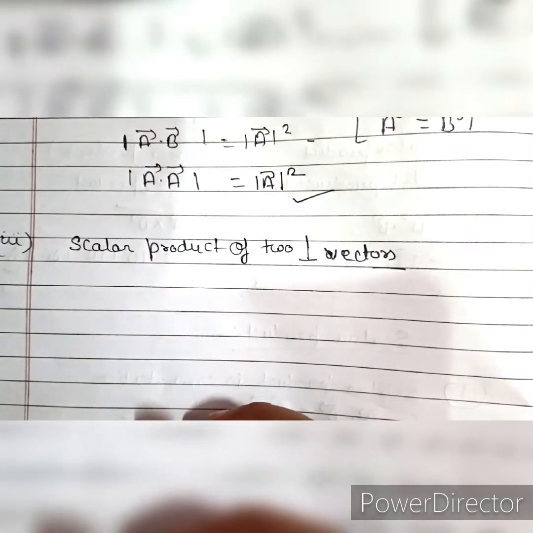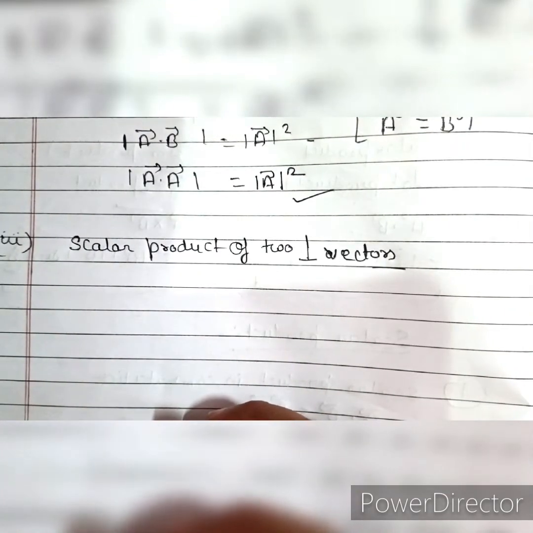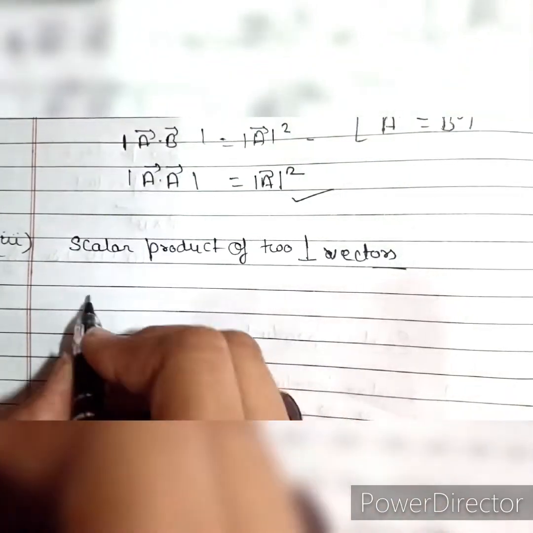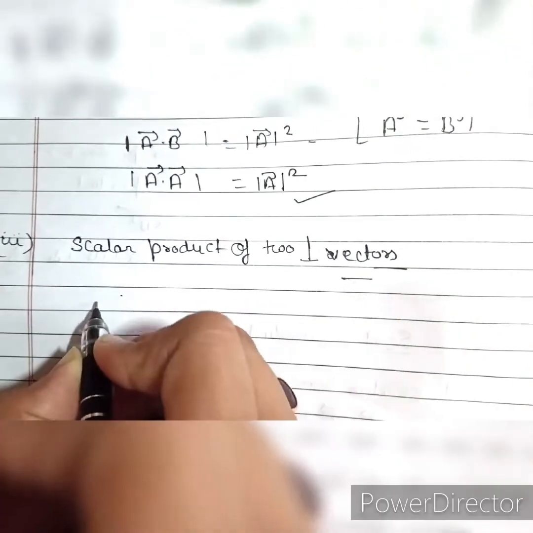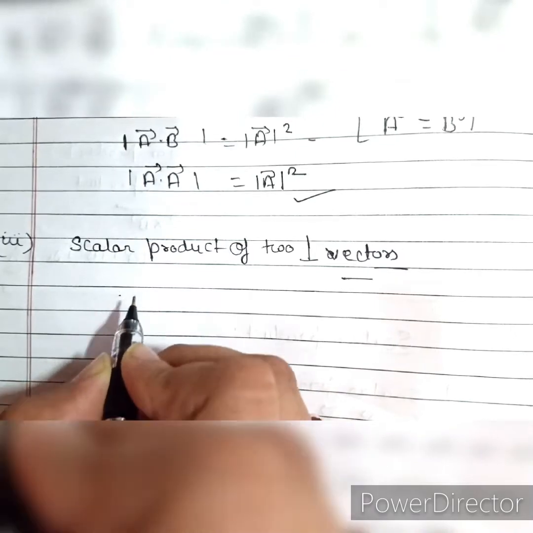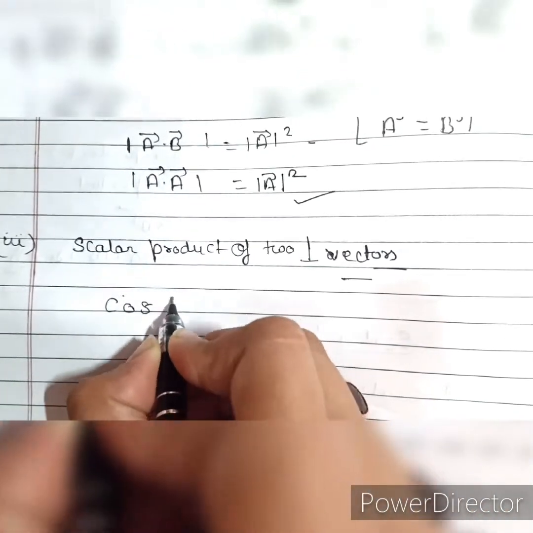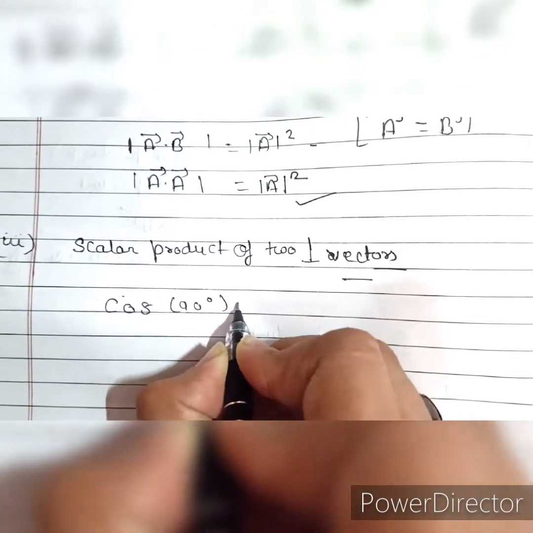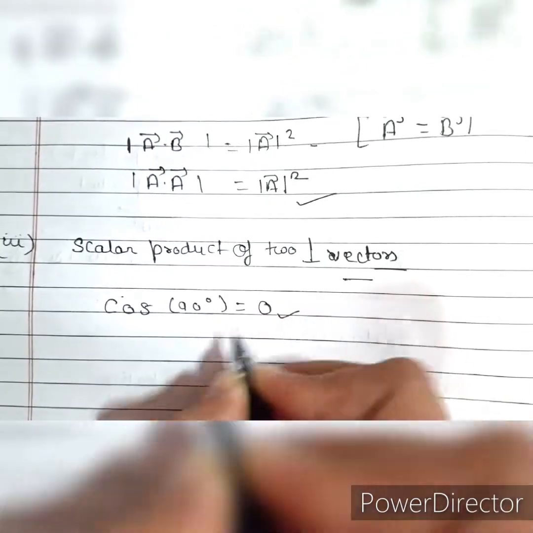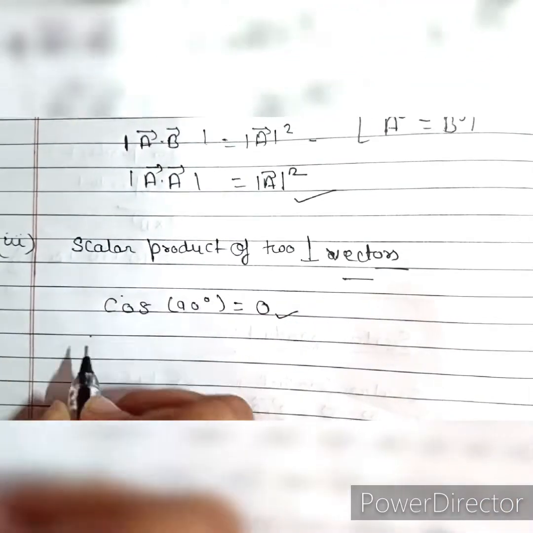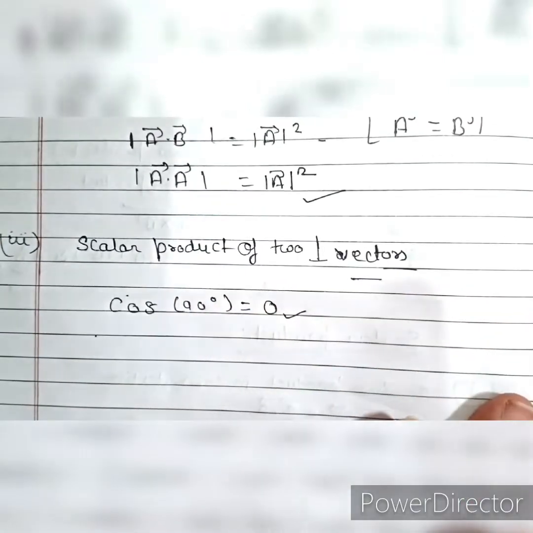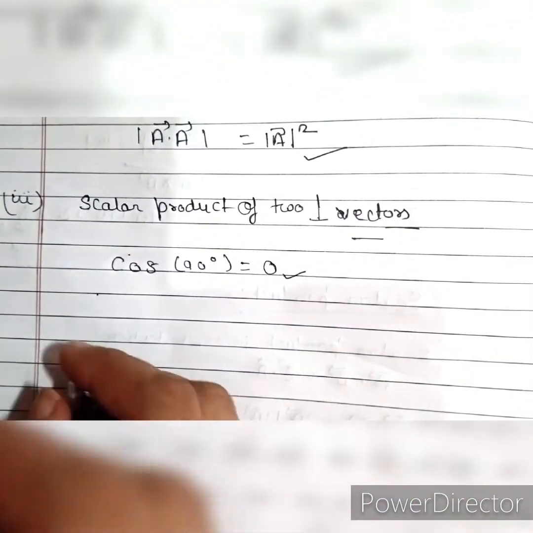Now the third property is the scalar product of two perpendicular vectors. If we do the scalar product of two vectors which are perpendicular to each other, the angle between them is 90 degrees, and we know that cos 90 is 0. So the scalar product of two perpendicular vectors is 0.